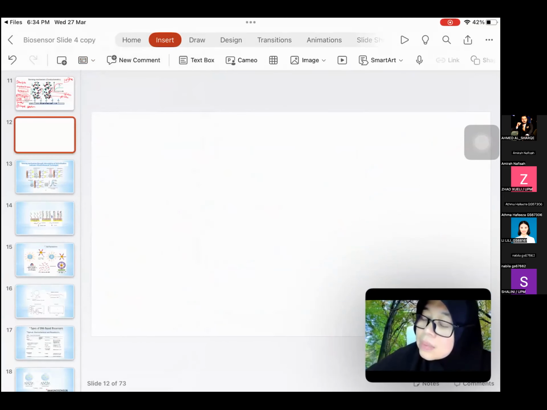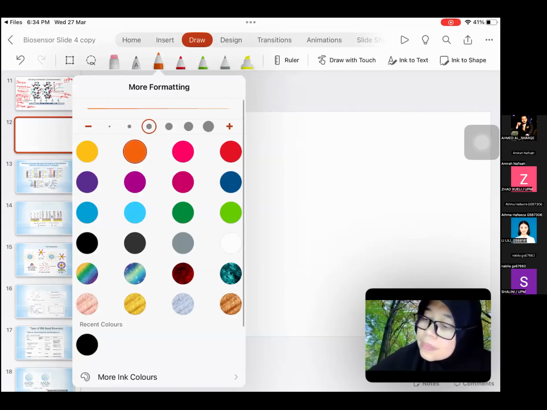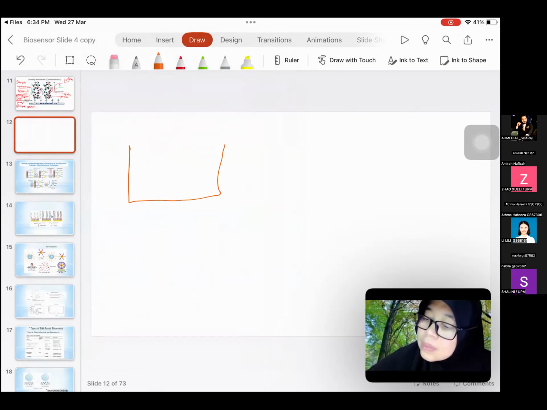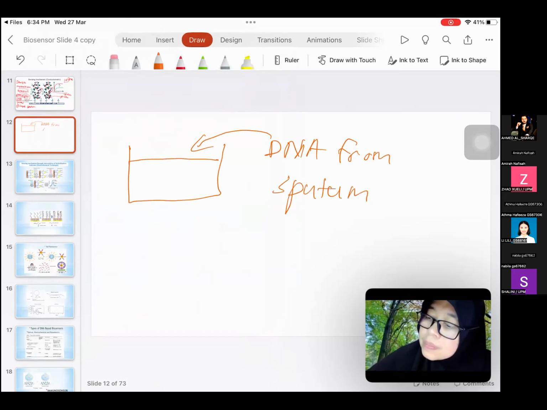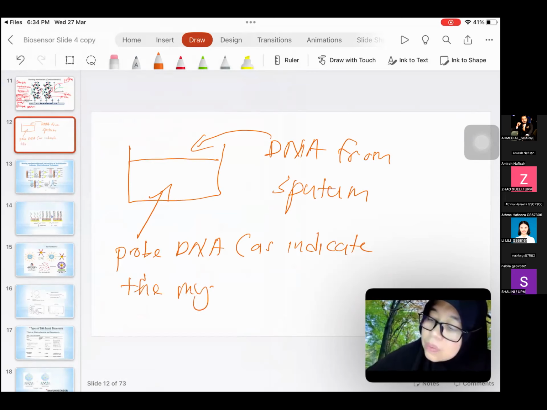Okay, so now you have the beaker where I put the DNA from the sputum, and inside here is the probe DNA, which is already established as indicating the Mycobacterium tuberculosis.